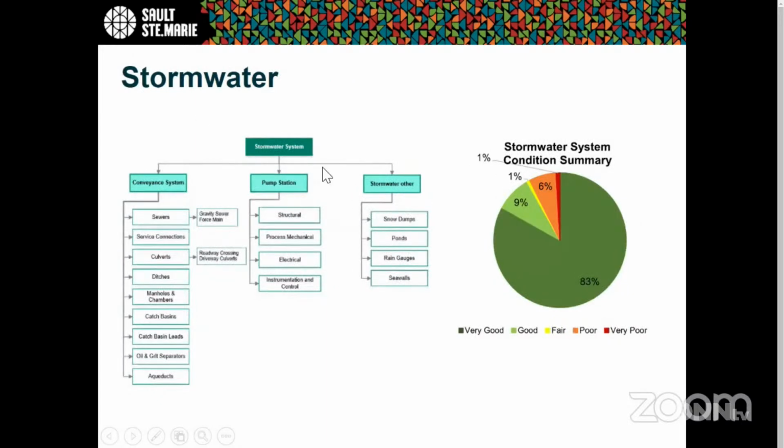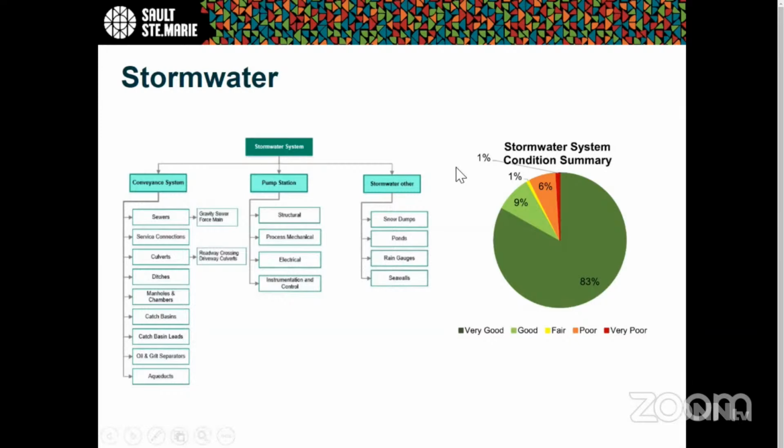So looking at our three core municipal asset categories, stormwater. Stormwater includes our sewers, our service connections, our manholes, our catch basins, basically anything that collects water. That's our stormwater conveyance system. We do have pump stations. There are structural components, electrical components, mechanical and process equipment on pump stations, and other municipal stormwater infrastructure like ponds and snow dumps. We have seawall, being on the Great Lakes.